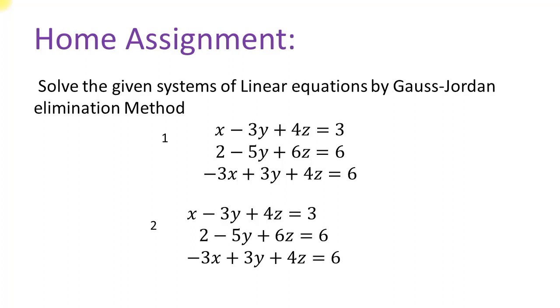Now there is some assignment for you. Solve these 2 questions using the Gauss-Jordan elimination method to find the solution of these 2 systems. This is system number 1 and this is system number 2. So using the Gauss-Jordan elimination method, find the solution of these systems. And this is the end of this segment.